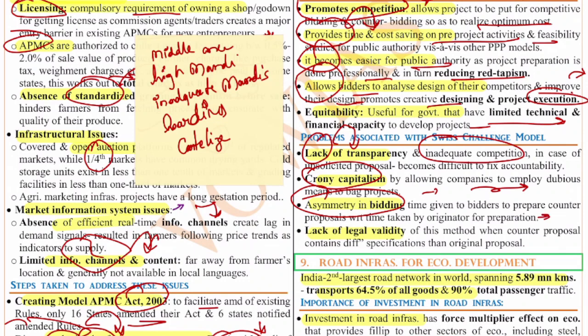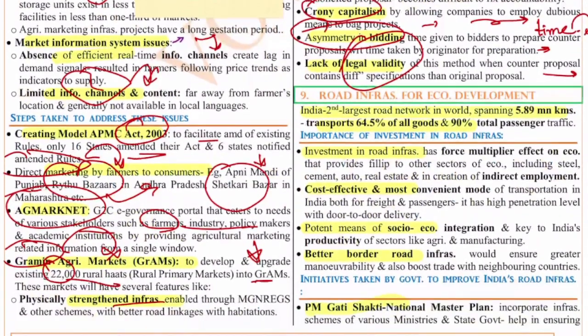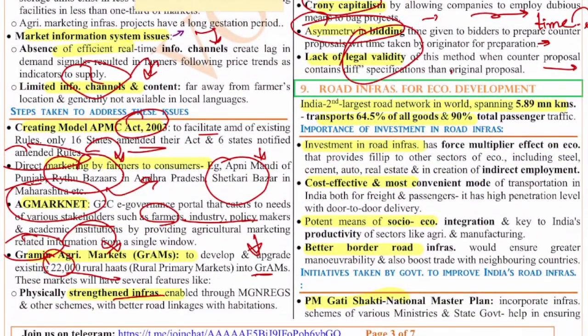That means the first proposal given by any company, they will take a lot of time doing all the research and everything. But when the third party proposals are invited, those third parties will not have enough time. So this time asymmetry is a major issue. Lack of legal viability of this method when the counter proposal contains different specifications. So all these are the major issues. But the Swiss challenge is a pretty good method, and currently it is being used for a lot of road constructions. Next, the ninth question is on road infrastructure for economic development.